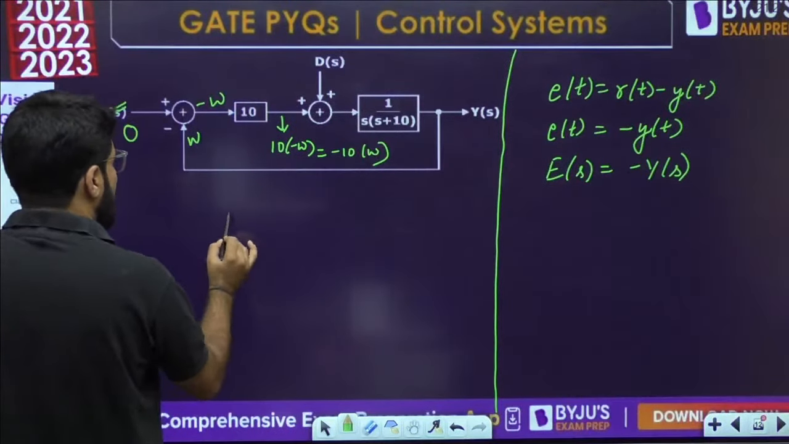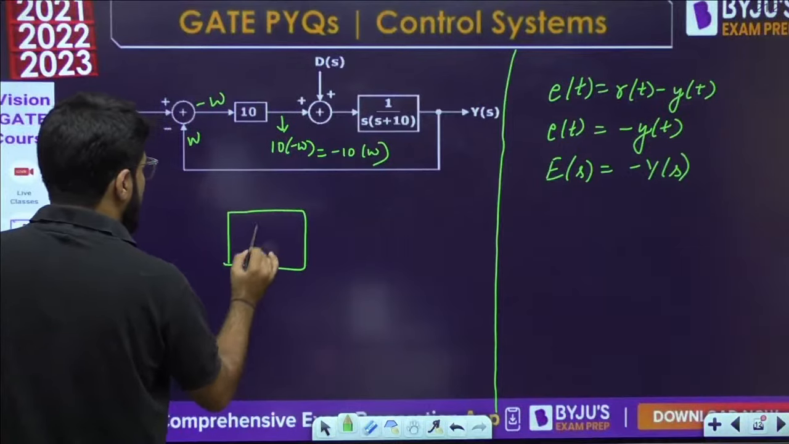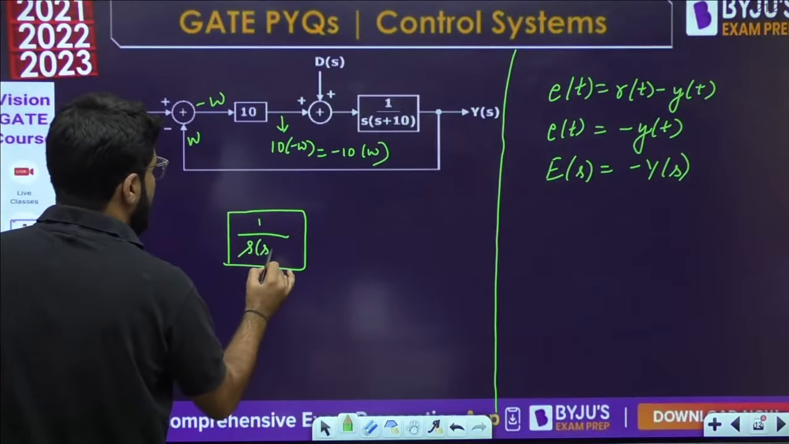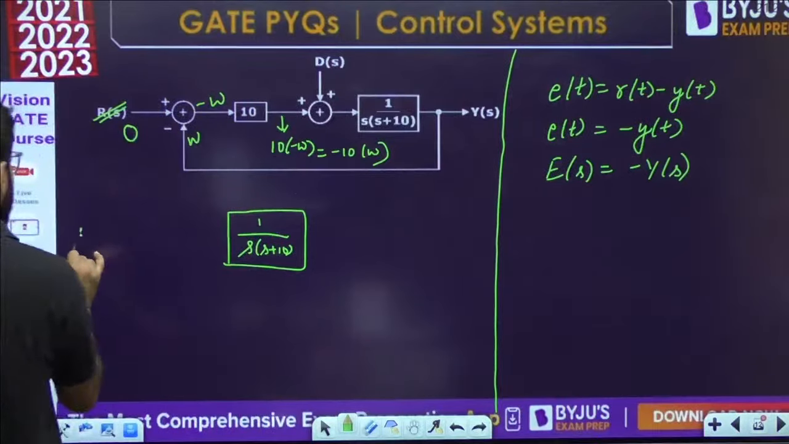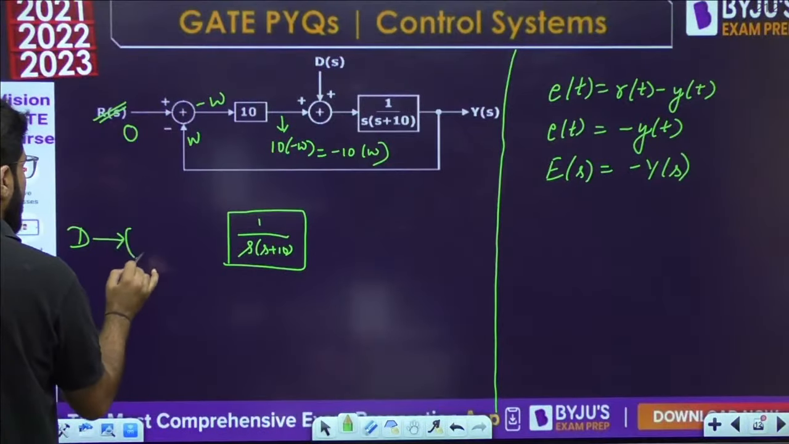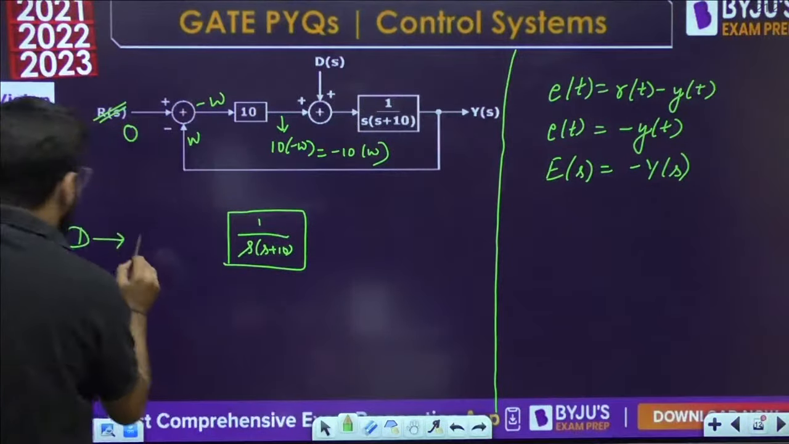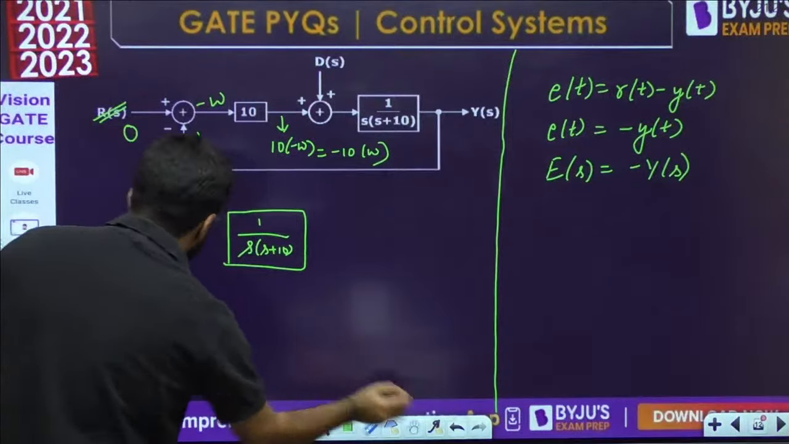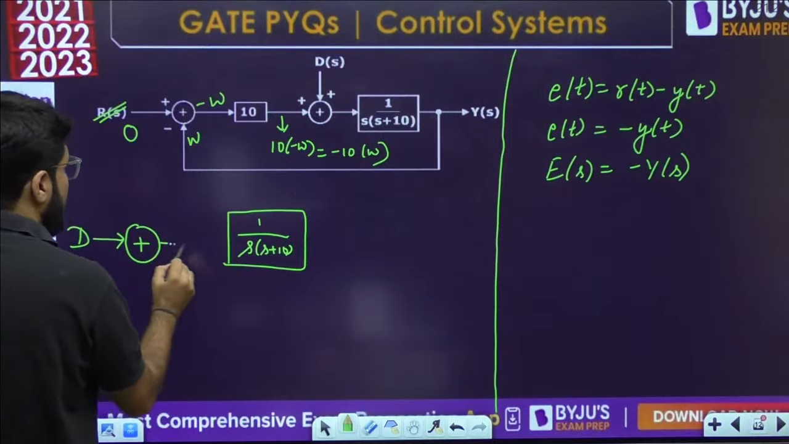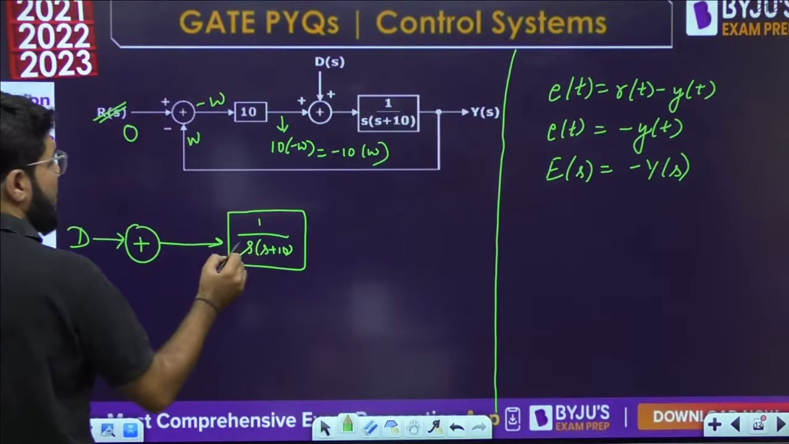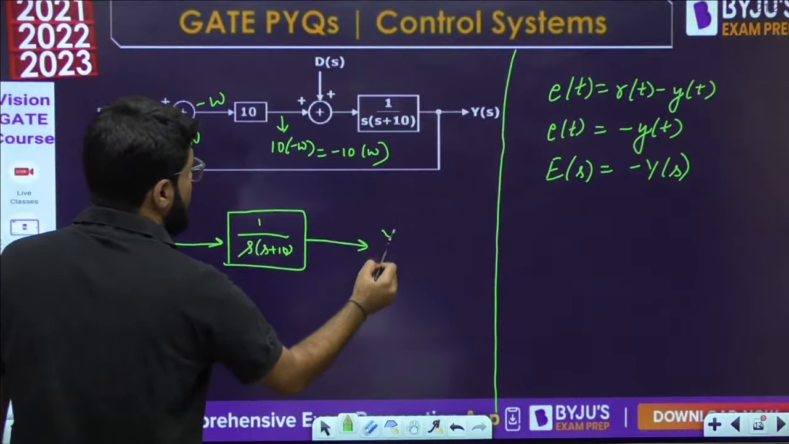So what is your effective block diagram? There is a forward path gain 1 upon S, S plus 10. Let me just rearrange this. This is the disturbance input. This disturbance input is going to the summing point, and the output goes to the block 1 upon S, S plus 10. This is the output Y.